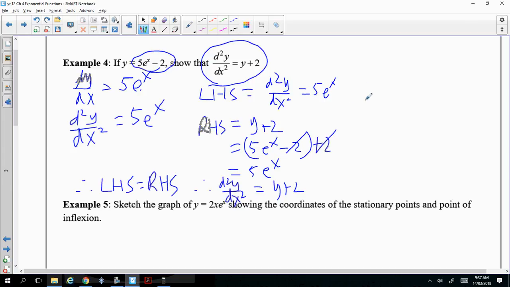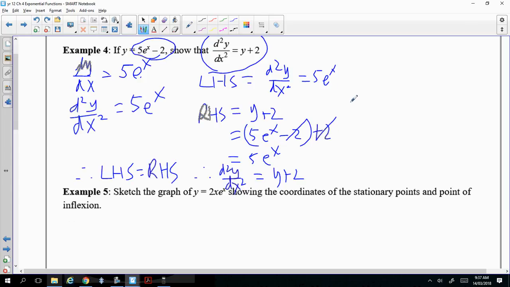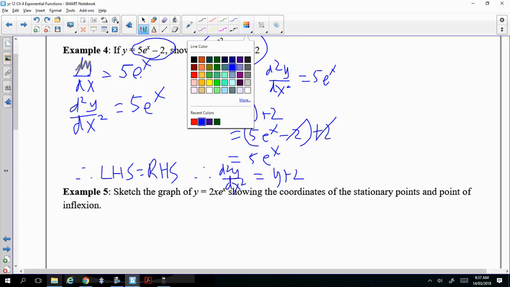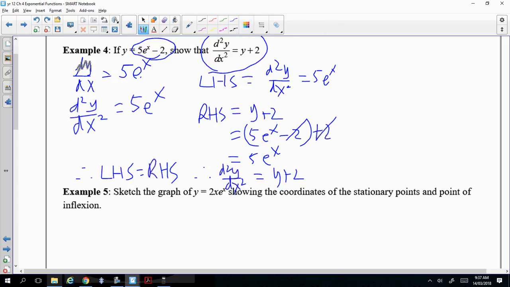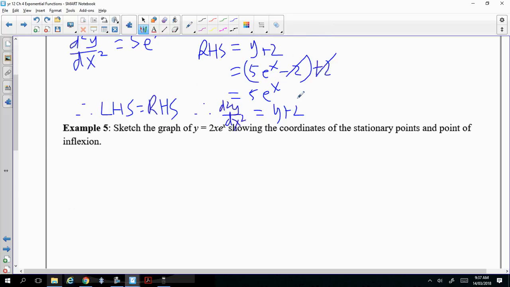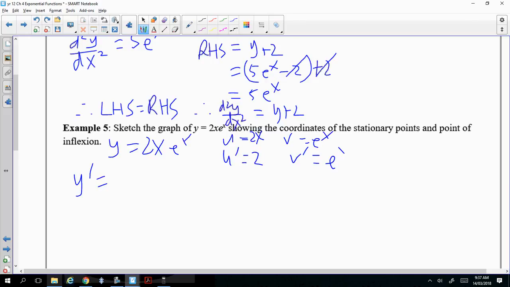So we start with y equal to 2x e to the power x. Now find the first derivative using the product rule. So u is 2x and v equal to e to the power x. And then also write down u dash is 2, v dash is e to the power of x. Alright, use it to find the first derivative and then make that equal to 0 to find the coordinates of the stationary point. And then also find the second derivative to find the inflection point. And then we're going to sketch the graph after this. Okay, have a try.